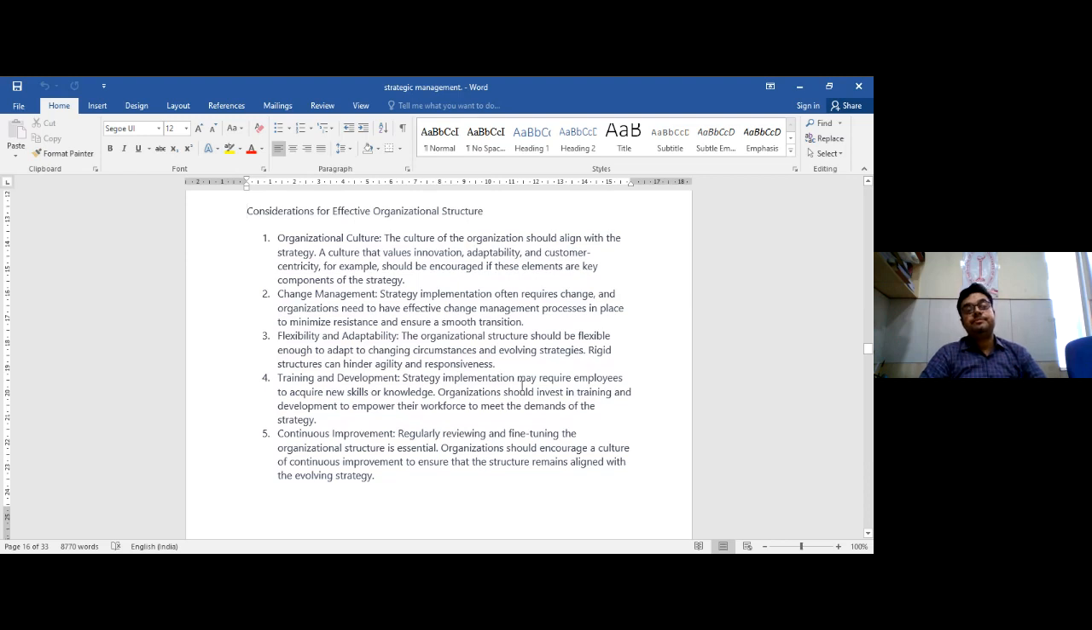Change management. Strategy implementation would require management of change. They need to have effective change management processes, ultimately to minimize resistance and ensure a smooth transition.